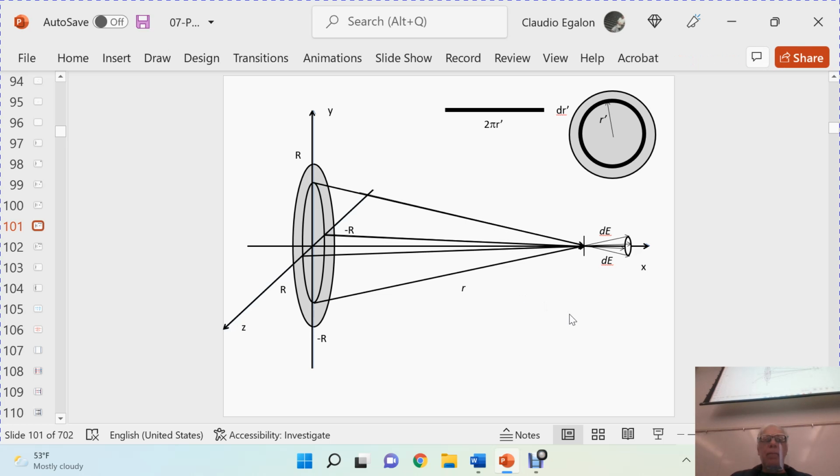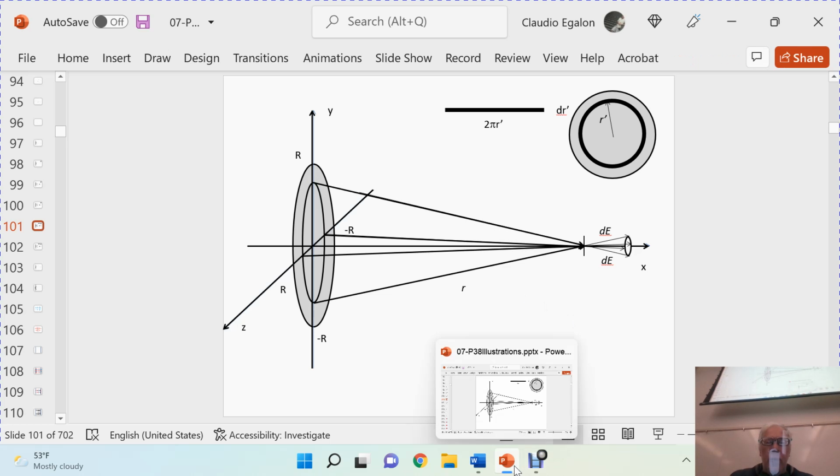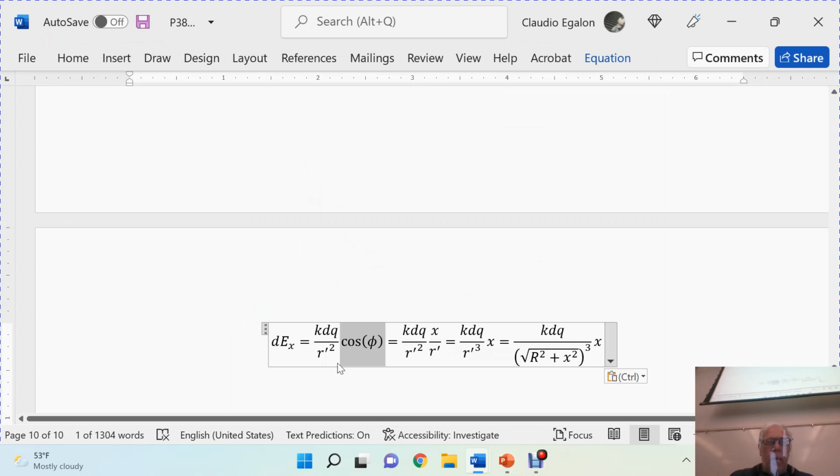Make sense? So here you go. We have our dq here, and now this is going to change as we do our integration. Cosine of phi is going to be x divided by r prime, just like the other one.